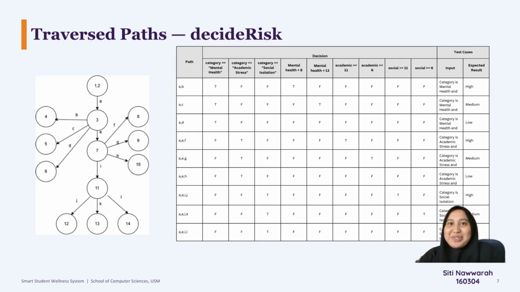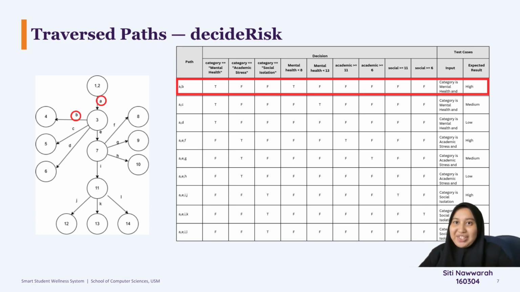Next is decide risk, one of our branch coverage tests. This function decides the risk level, high, medium, or low based on the category and the score. The first path is AB. The category is mental health and the score is 5, which is below 8. So the result is high risk.